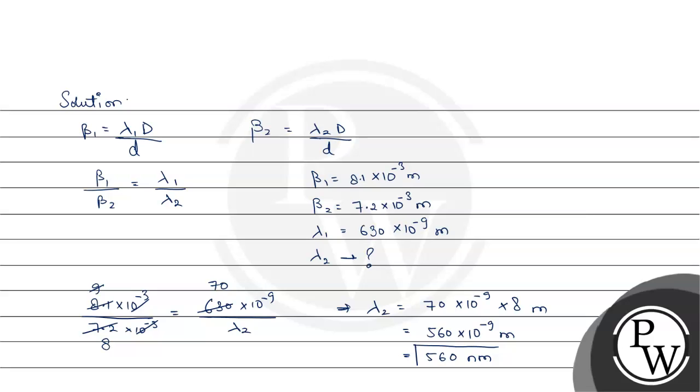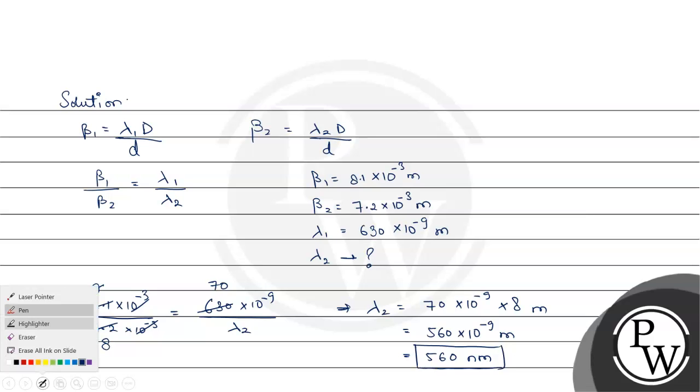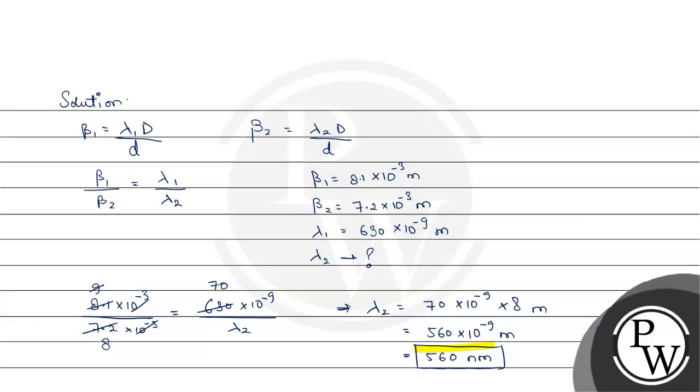So this is the wavelength of the second light being used, and let's highlight it here. This is our final answer.